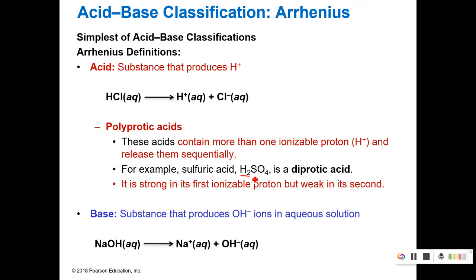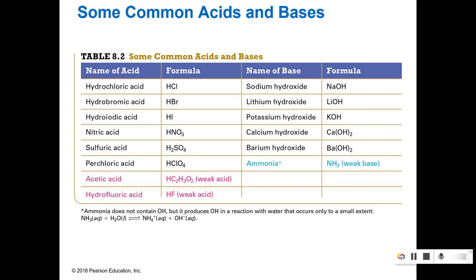And if there are 2 of them, so here's a polyprotic acid, because it has more than one hydrogen, because of that 2. This one specifically is called diprotic, because there's 2 hydrogens that come off. But it is important to note that the first one is going to be strong. Okay, the second one will be a weak removal of the acid. And then an Arrhenius base is a substance that produces hydroxide in solution. So anything that has OH is normally going to be an Arrhenius base. So here's a list of some common acids and bases.